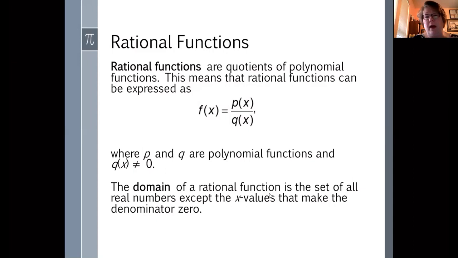This means that the rational function can be expressed as f of x equals p of x over q of x, where p and q are both polynomial functions. And of course, q of x cannot equal 0. Division by 0 is undefined. So the domain of a rational function is the set of all real numbers except those x values that would make our denominator 0. So this is how we find the domain of rational functions. Let's look at some examples.